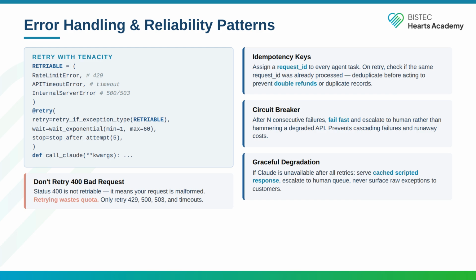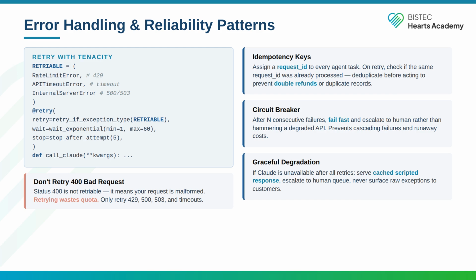Any exception not in the retriable tuple propagates immediately without retrying. The single most important point, never retry a 400 bad request. A 400 means your request is malformed. The prompt, the tool definition, or the message structure is invalid. Retrying it wastes quota and hides the bug. Only transient infrastructure failures, rate limits, timeouts, server errors are worth retrying.